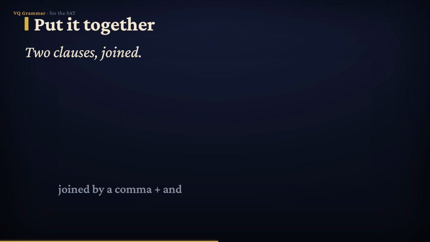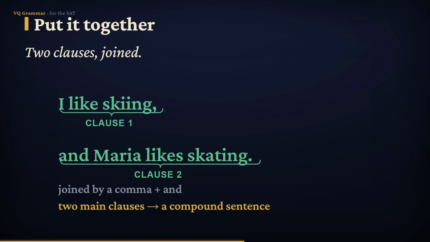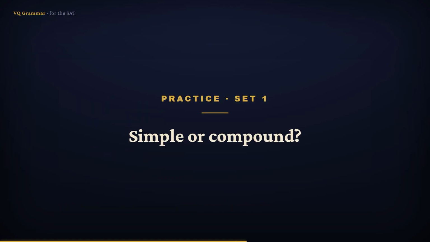Let's put it together. I like skiing and Maria likes skating. First clause, I like skiing, complete on its own. Second clause, Maria likes skating, also complete. They're joined by a comma plus and. Two main clauses, joined correctly. That's a compound sentence. Let's practice.